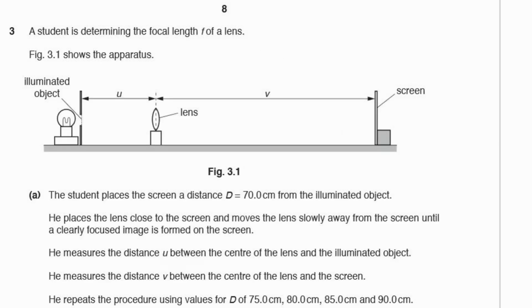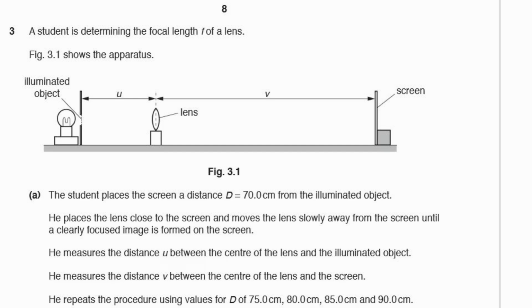Question 3. A student is determining the focal length f of a lens. Figure 3.1 shows the apparatus. There we go, we have some illuminated object on the left, we have U and V, we have a lens, and we have a screen over on the right hand side.